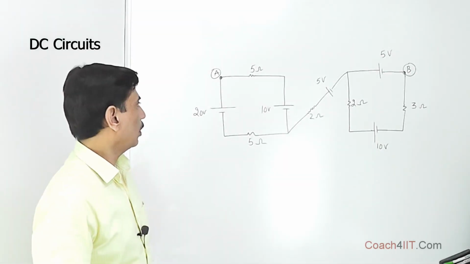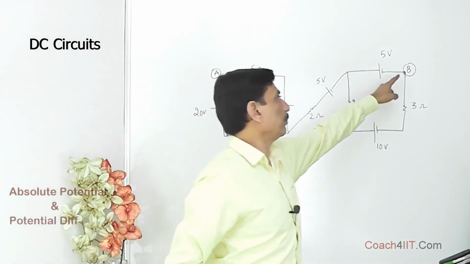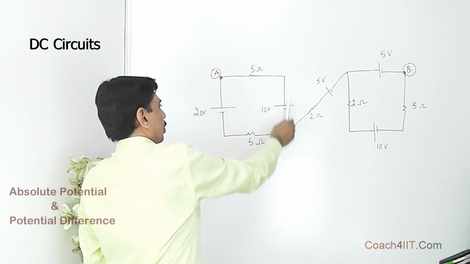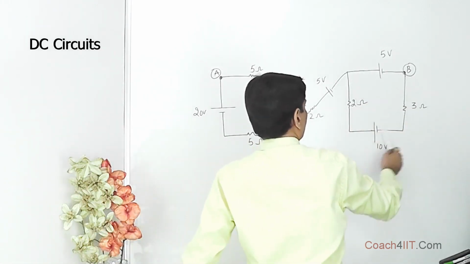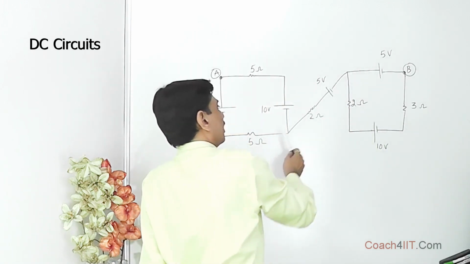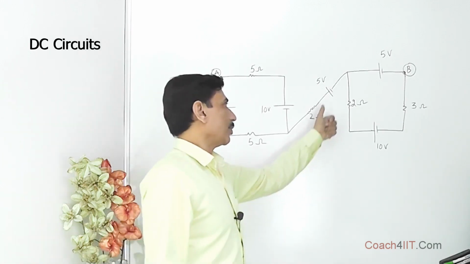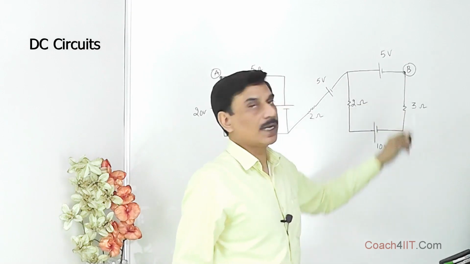We have to find what is the potential difference between the point A and point B. What we see over here is one closed circuit, one loop is here, the other closed circuit is over here, and these two are connected by a wire which has a resistance of 2 ohm and it also has a battery. We have to find the potential difference between A and B.